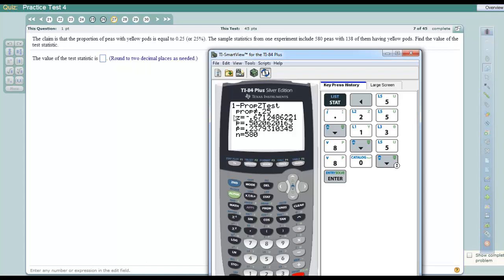All right, questions about that? Because this is about proportions. All right, versus if it's just z-test or t-test, those are both about means. But the one proportion z-test is for a proportion. All right, so that's the value of the test statistic.